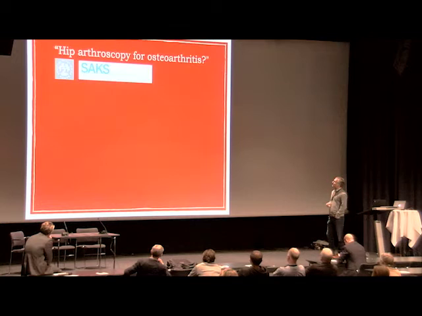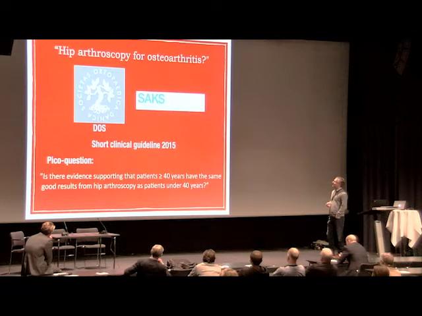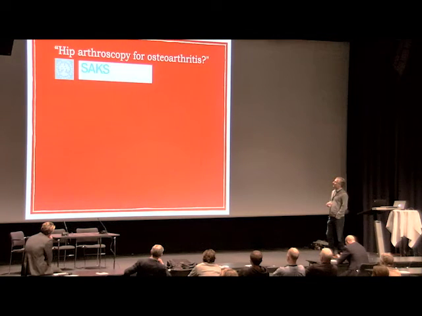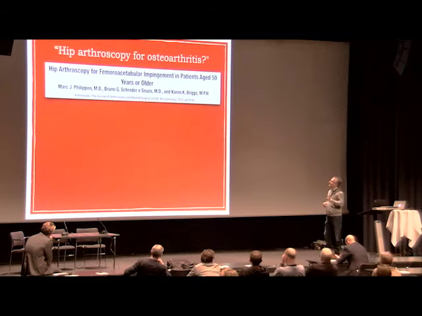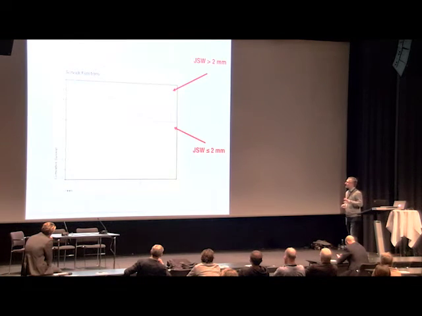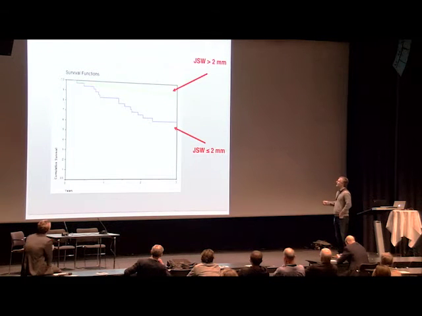Why it didn't come up? There's something missing. I'll come back to that. One of the articles was by Mark Philippon and Karen Briggs: hip arthroscopy for femoroacetabular impingement in patients aged 50 years or older. They looked at their results, and they found that if joint space width was under 2 millimeters, they had very bad results. If it stayed over 2 millimeters, they had pretty good results.